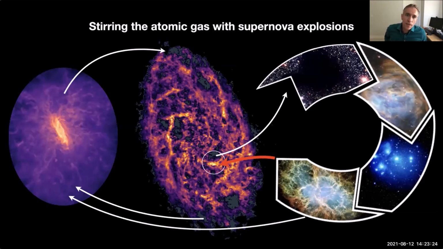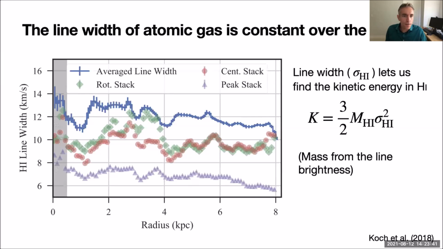The next thing that we can look at is how we can stir up the atomic gas in the galaxy using the baryon cycle. So really studying how material comes back into the atomic medium after spending some time in the stellar part of the baryon cycle. And here, we're again going to rely on the atomic gas line widths. So this is a plot that shows the atomic gas line width as a function of radius from the center of the galaxy. So 0 is the center of the galaxy, moving outward in the disk.